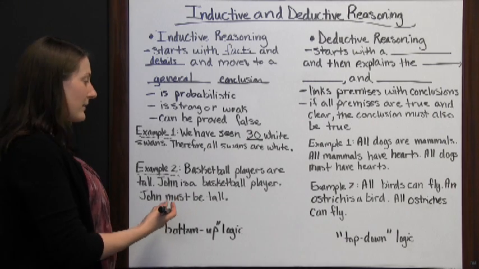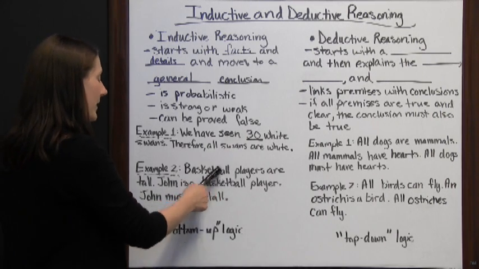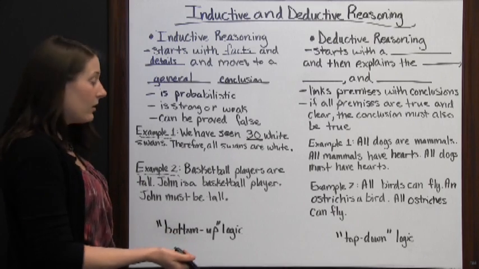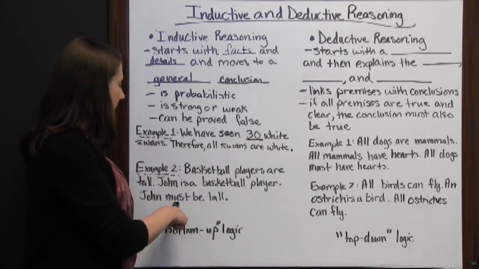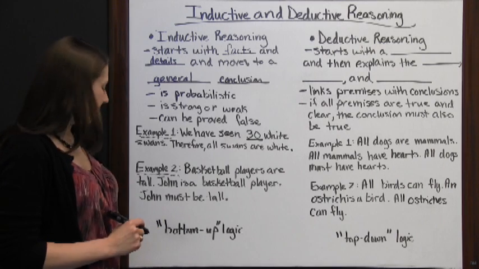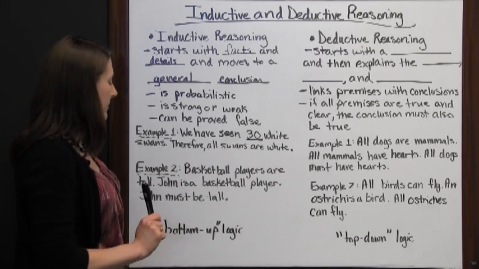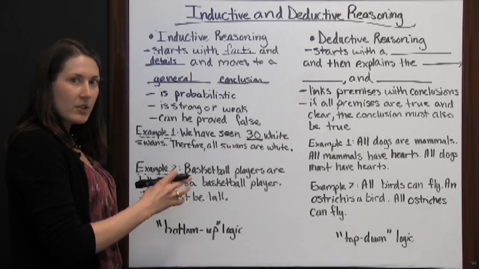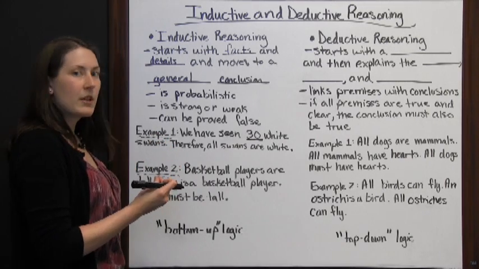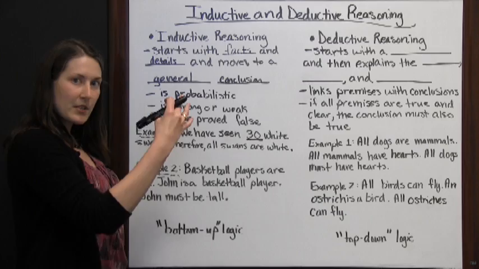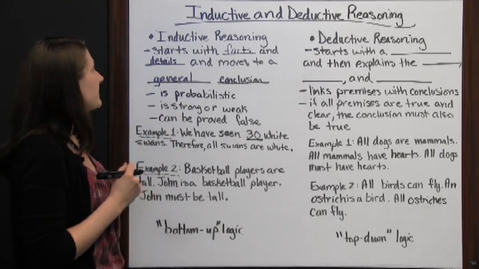We just use inductive reasoning, knowing that all the basketball players are generally tall, and knowing that John is a basketball player, to figure out that John is probably tall. This is called bottom-up logic. We start at the bottom with our examples and we build on those facts, details, examples to come to a conclusion. So bottom up to the top to build our conclusion.